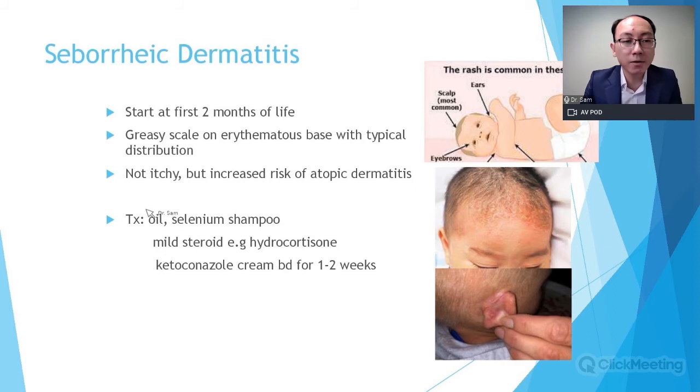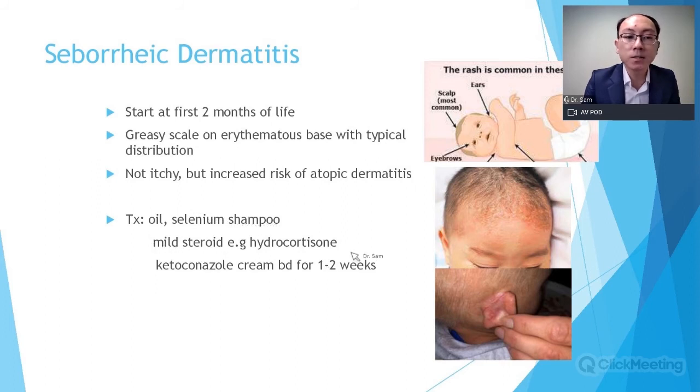For me, normally I would suggest parents just use olive oil. You just apply the olive oil on the scalp and also the eyebrow. Definitely you will see improvement. You can even use coconut oil. And you can also use a selenium shampoo, but a milder form of selenium shampoo.